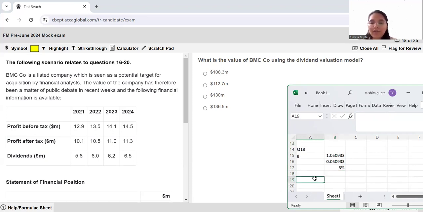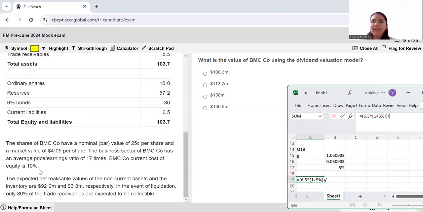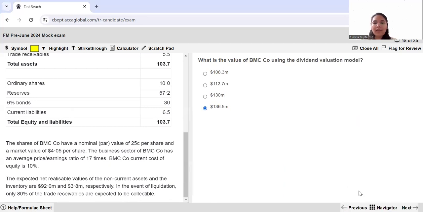Now the formula which we have learned to calculate the value of the shares is basically your dividend D1. So 6.5 over here is your dividend multiplied by 1 plus 5%. This is your numerator. And then you divide this whole thing by the cost of equity minus the growth rate. Cost of equity is 10%. 10% minus growth rate of 5% gives you 5% again. So you arrive at an answer of 136.5.